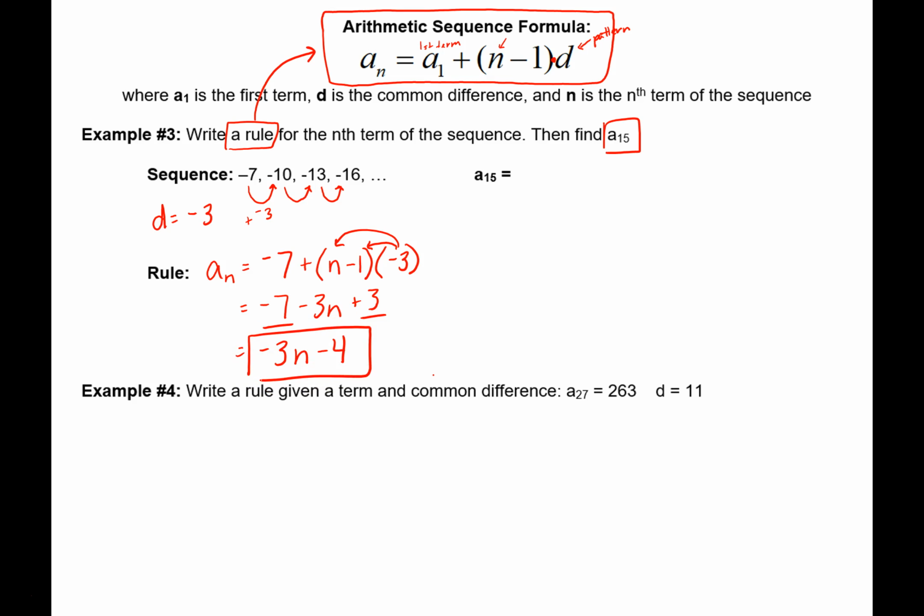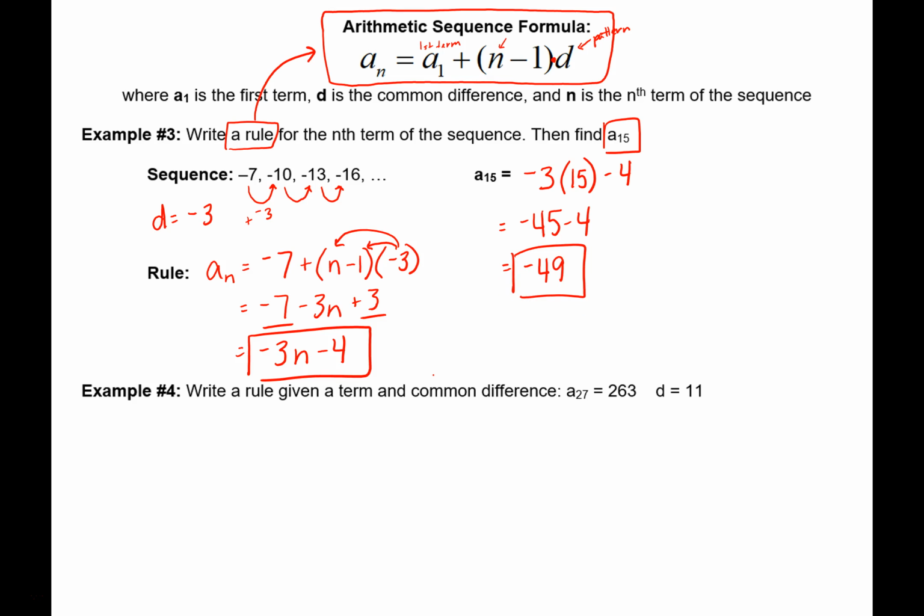So now, if we have this sequence of numbers and we want to find any other number in the list, we don't have to keep subtracting 3 each time. We can just plug into the rule. So if I want to find a sub 15, that means I'm going to use my rule, but I'm going to put the 15, because that's what n is equal to, into that spot. And then I'm just going to simplify. So for this one, when I plug in 15, I get -49 as the 15th number in the list.